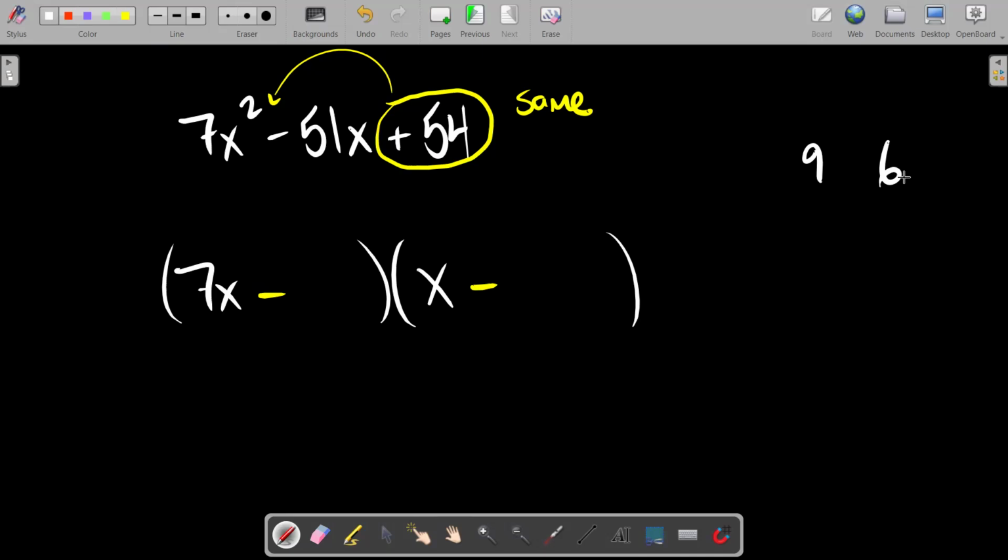Where do you want me to put them? Because there is a difference if I put the 6 here and the 9 here, or the 9 here and the 6 here. As we saw in the last problem, it makes a world of difference. 6 and then 9? Sure.